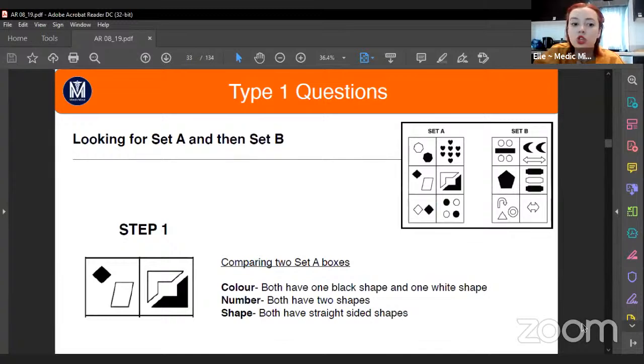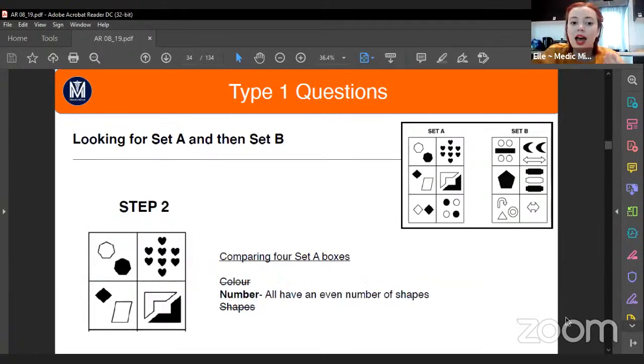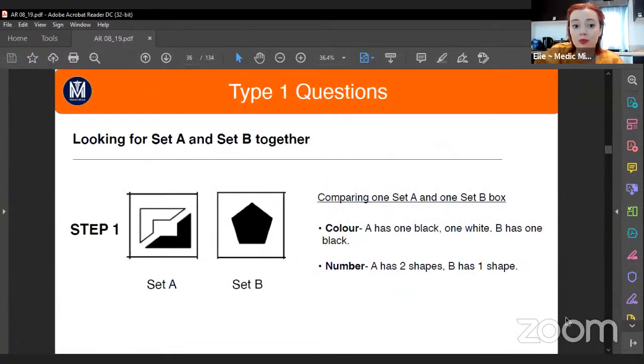So if we're comparing two set A boxes, for example, these two, you could say they both have a black shape and a white shape, they both have two shapes, and they both have straight-sided shapes. So that's an example of how you can look at two squares to start picking out rules that are common throughout. And then you can start comparing them to more, as I was just suggesting there, and you'd find that the only thing that was consistent was that there are an even number of shapes.